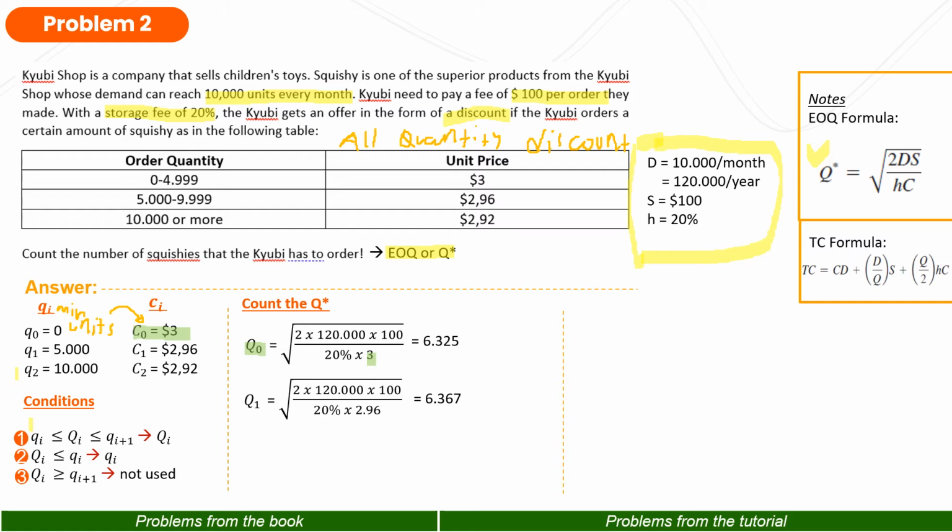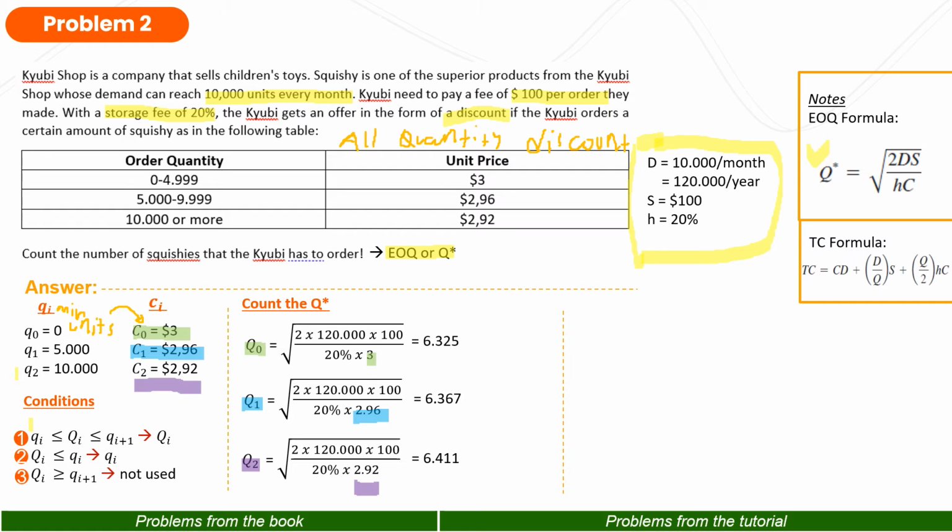The only difference is the cost of the unit price, that is 2.96, and we get 6,367. And then for the Q2, also the same. The difference is the cost here. The unit price is $2.92, and we get the Q2 is 6,400.